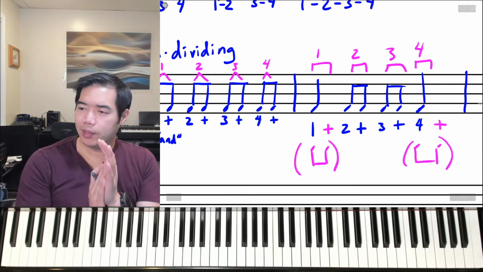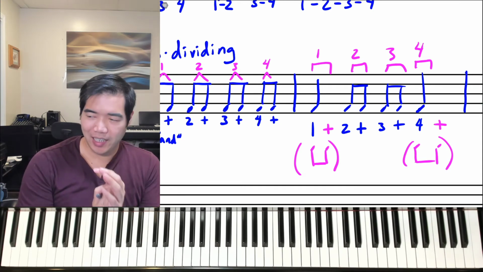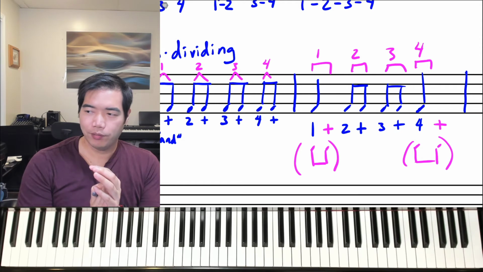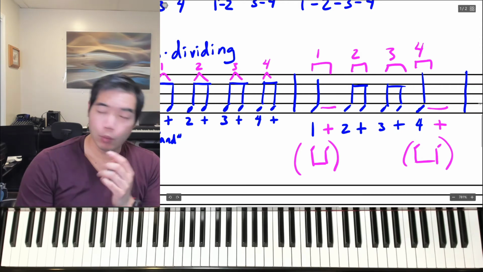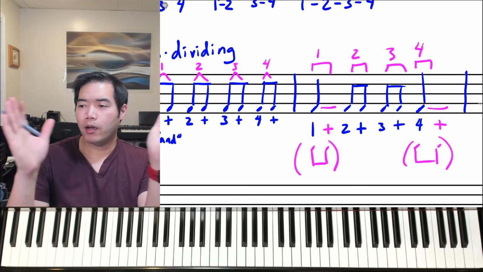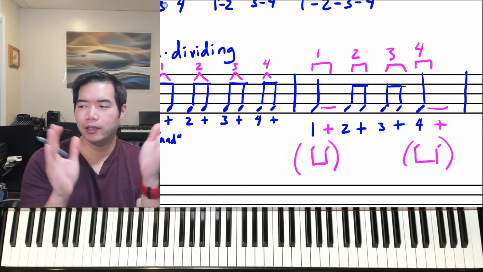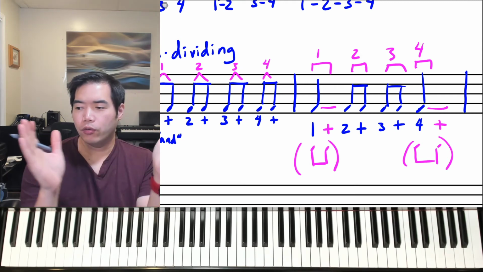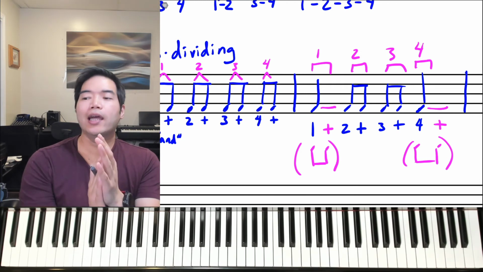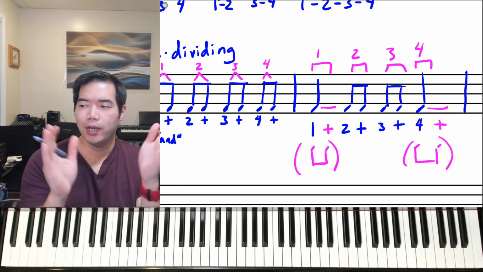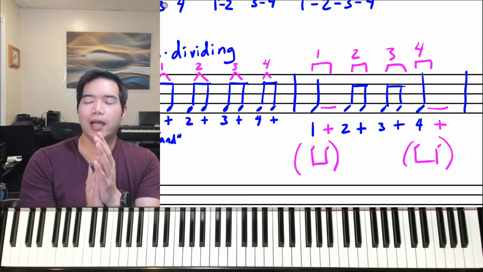So let's try clapping this together. We're not going to clap on the pink ands because those are just subdivided. We're actually just holding the quarter notes out there. But we're going to still count it like this: 1 and 2 and 3 and 4 and. Try that again. 1 and 2 and 3 and 4 and.